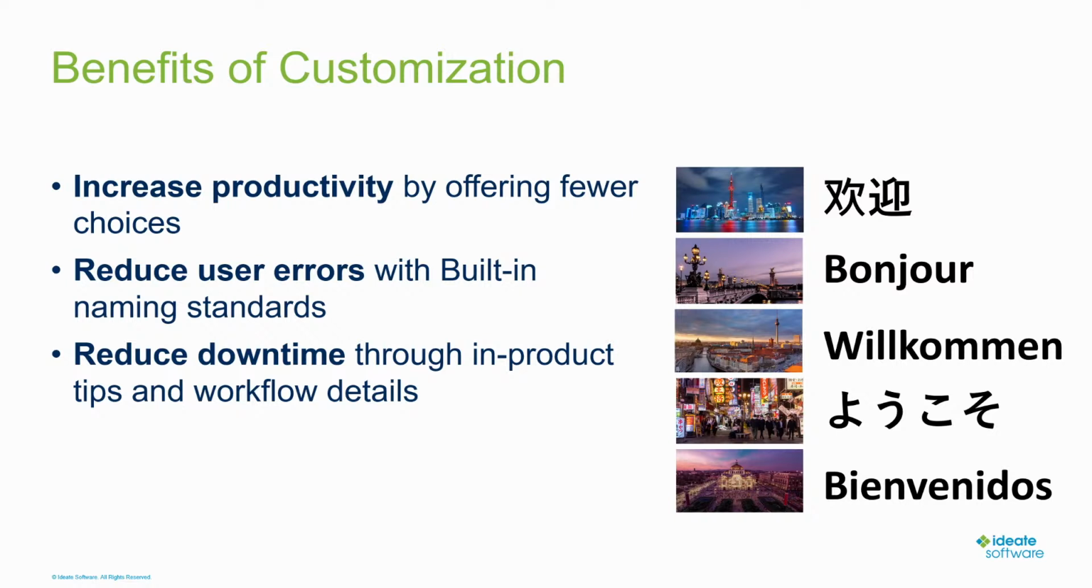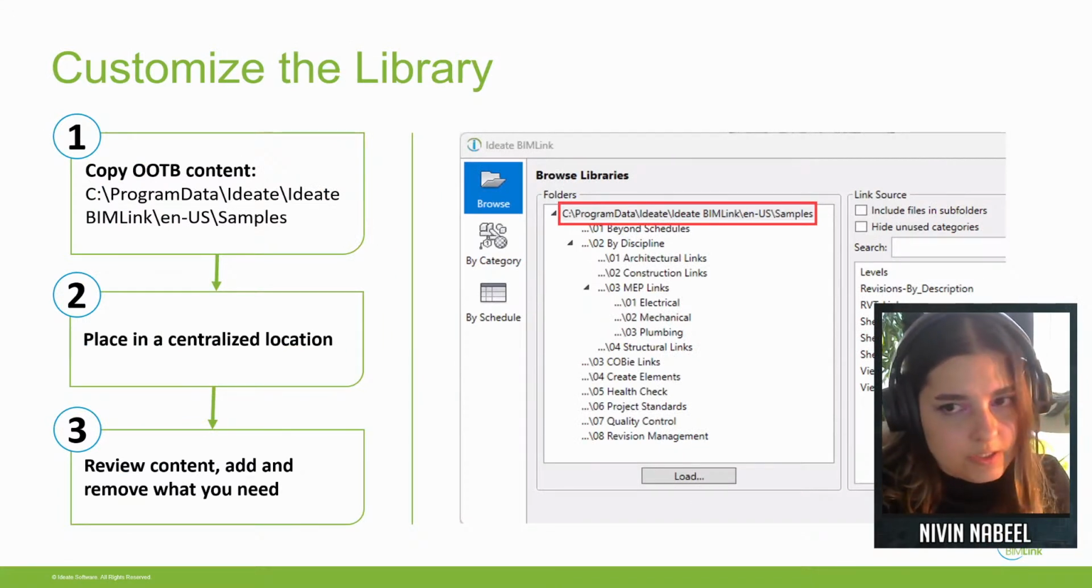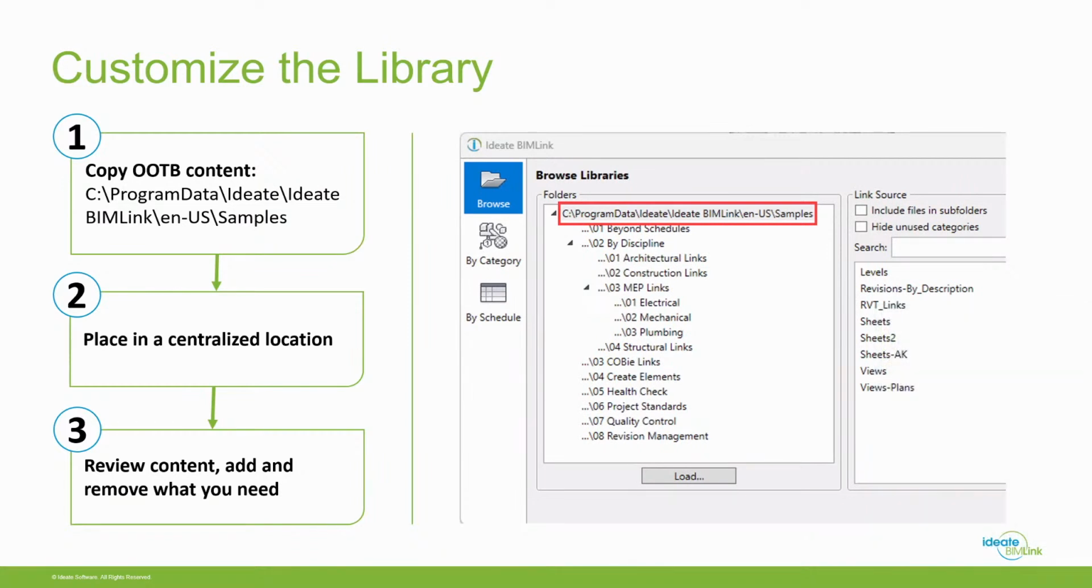You'll learn that all of our links are rule-based in the BIMLink definitions, and that's what you need to pay attention to when you're creating a new BIMLink definition. The first step I would recommend is taking our library and copying it into a central location and editing out what you don't need. Basically, keep what you need under that file, and that's the only thing your team will have access to. As you see here, this is the English sample.